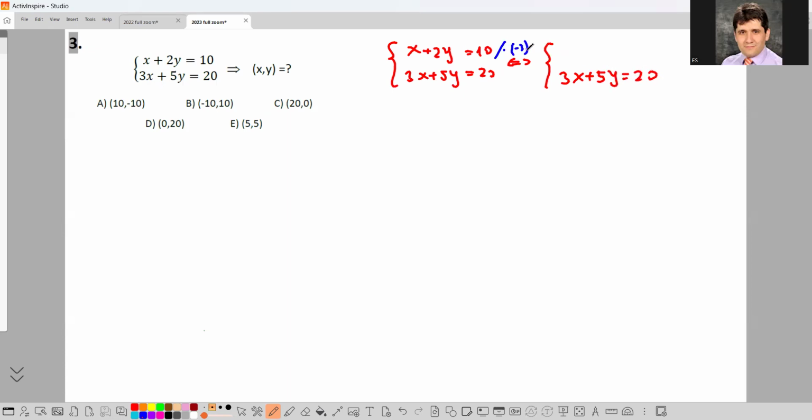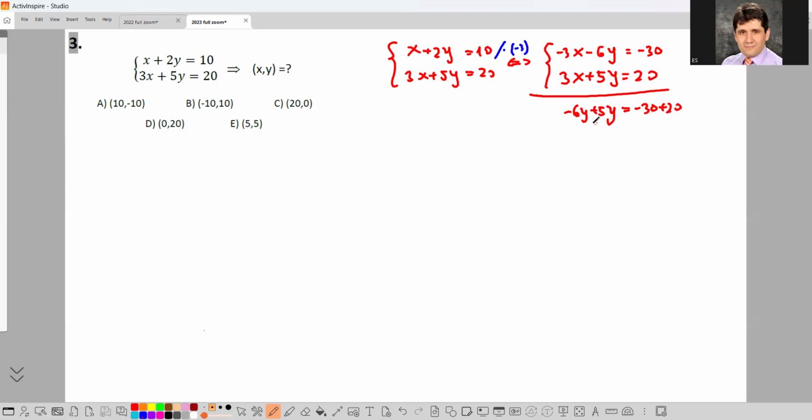But the first one gets multiplied, all terms, by -3. X times -3, -3x. 2 times -3, -6y. 10 times -3, -30. And then you add side by side. When you add side by side, 3x and -3x cancel out.